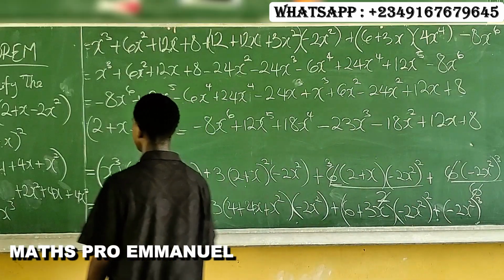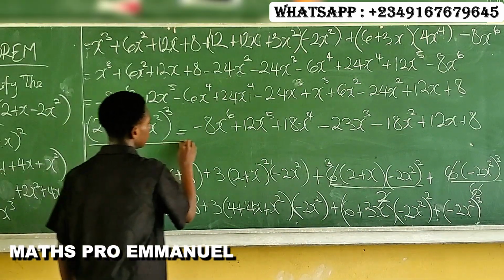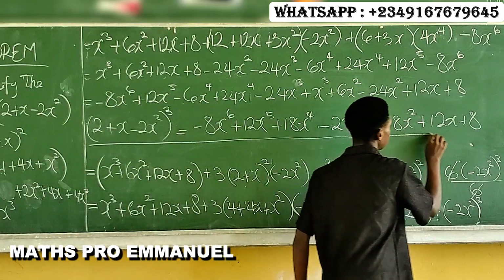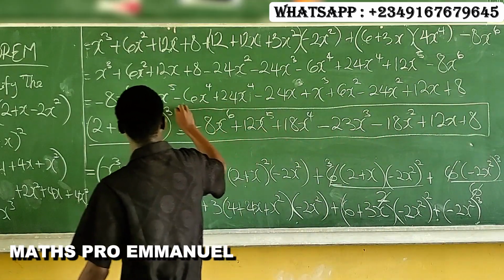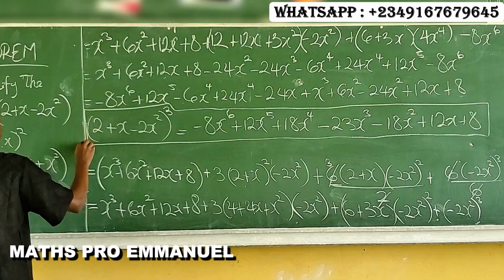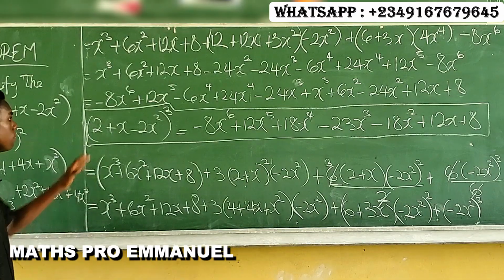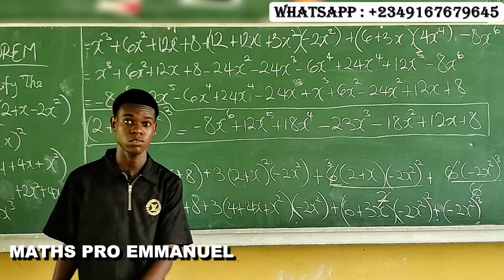Now this becomes the solution to the problem. The solution of me expanding 2 plus x minus 2x squared all raised to the power of 3. And that's it. So now if you expand this, this is the result.